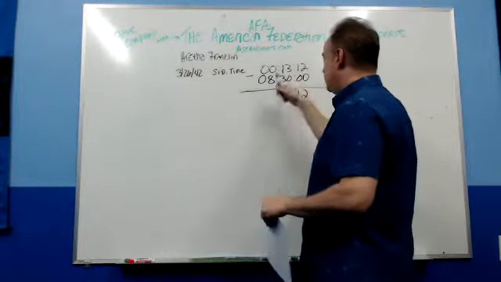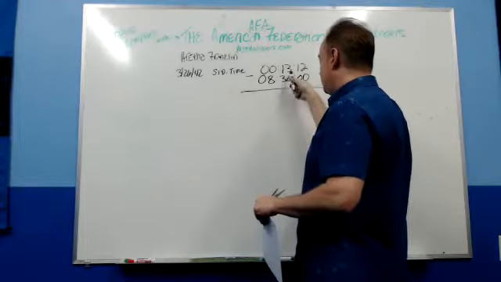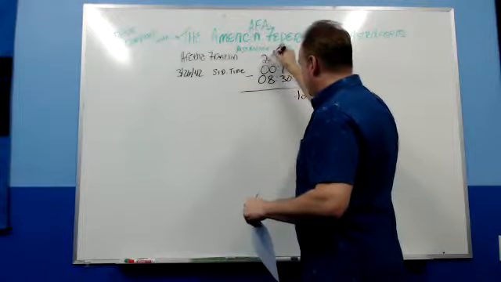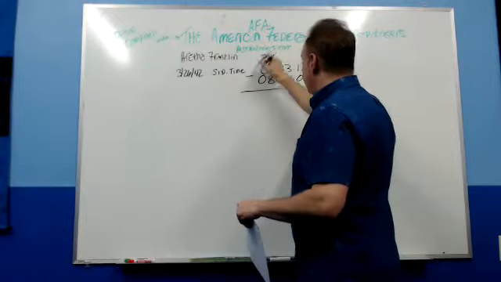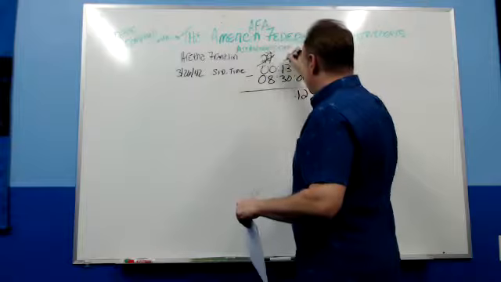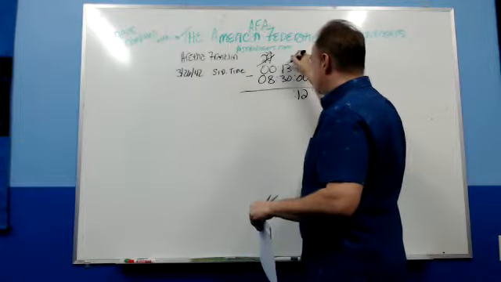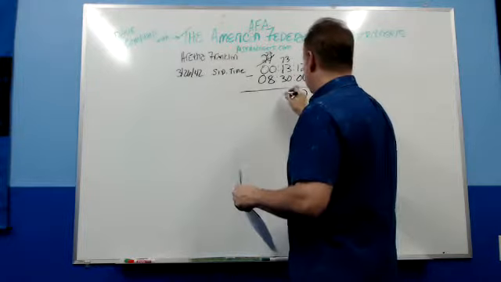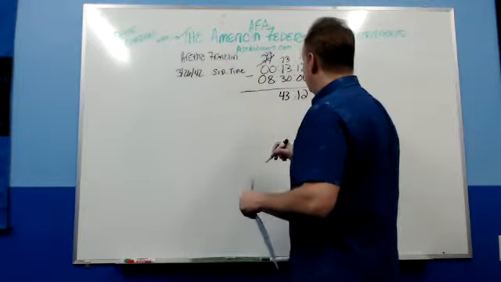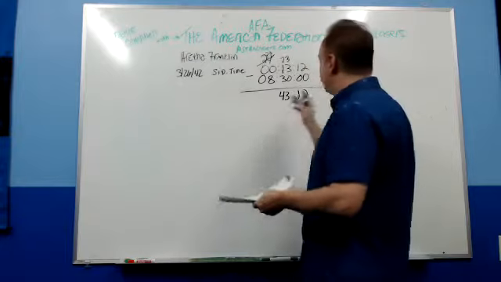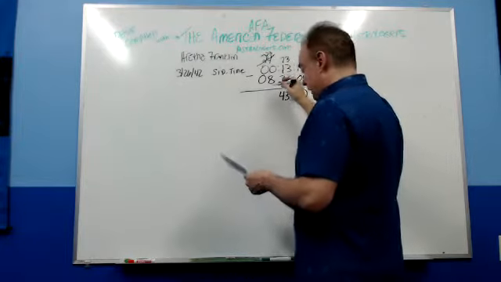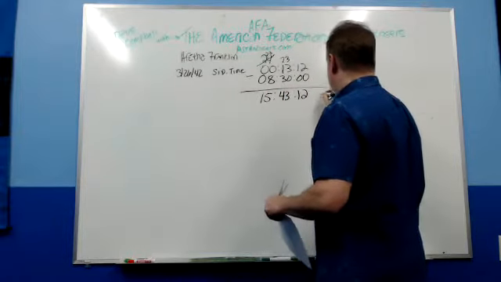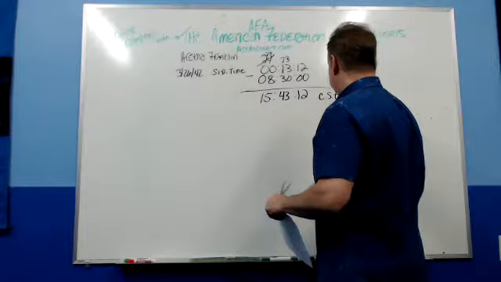You can't take away 30 minutes from 13, so you have to borrow. We go from 24 hours to 23, because we need to borrow 60 minutes. 60 plus 13 is 73. 73 minus 30 is 43. Have your calculators handy. 23 minus 8 is 15. So this is now the corrected sidereal time.